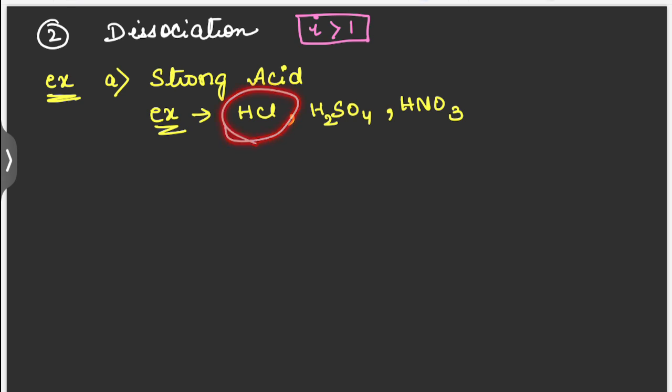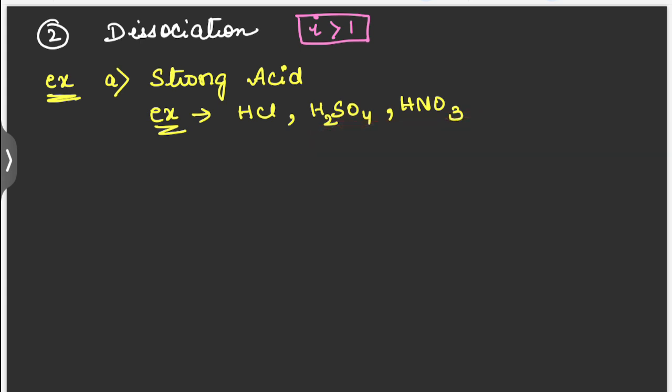When HCl is dissolved in water, it is going to break into H plus and Cl minus ion. So there will be complete dissociation. Strong acid means it will dissociate completely, 100% into its ions. Even sulfuric acid will dissociate completely. Nitric acid also will dissociate completely in the water. So there is dissociation of the acid taking place here.